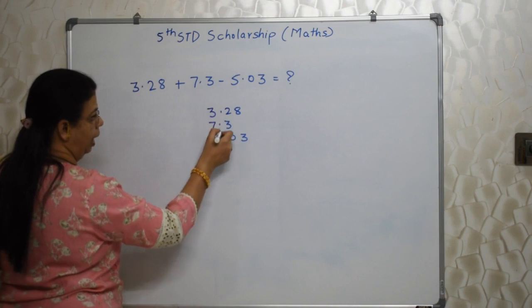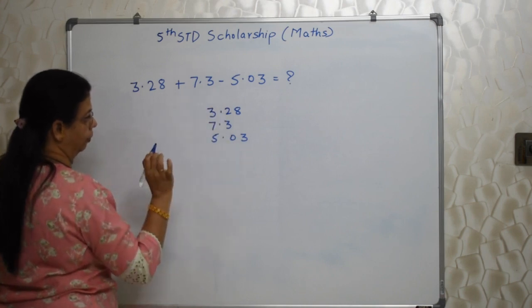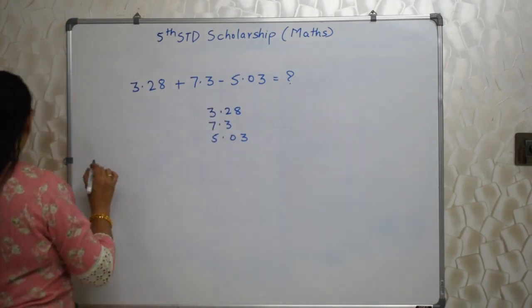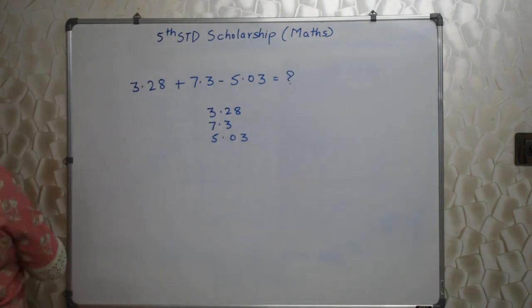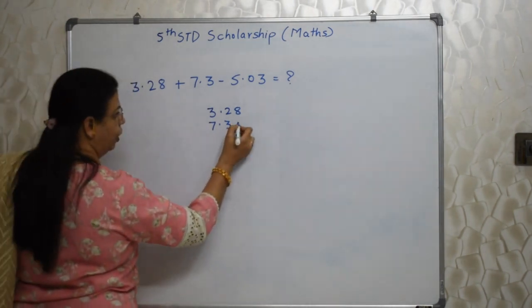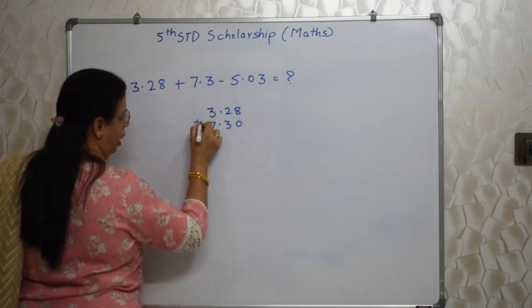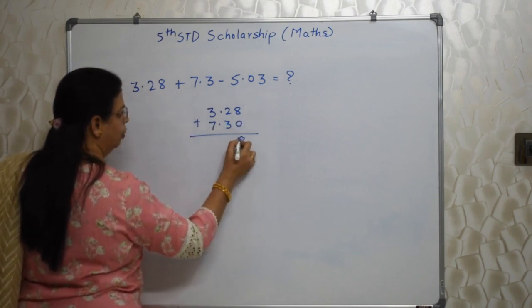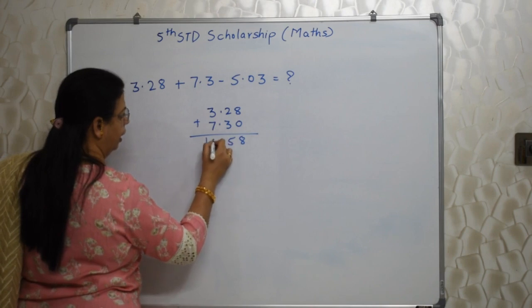3.28, 7.3, 5.03. The decimal points have to be one below the other. That is a must. First we will concentrate only on addition. So I am rubbing this. First we will add. If you want, you can write 0 here. Addition is very simple. Normal addition. Nothing great in that.